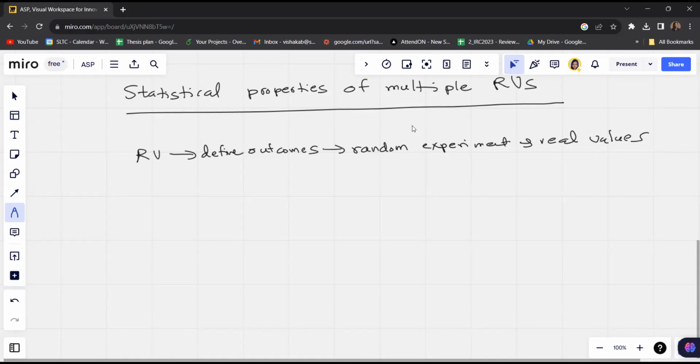These random variables, there are multiple random variables. We would like to know how the probability of some event occurring changes when there are multiple random variables in the random experiment. So the random experiment is affected by multiple random variables.